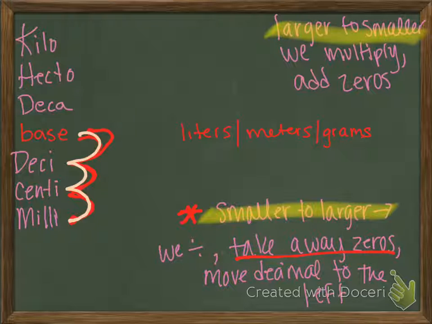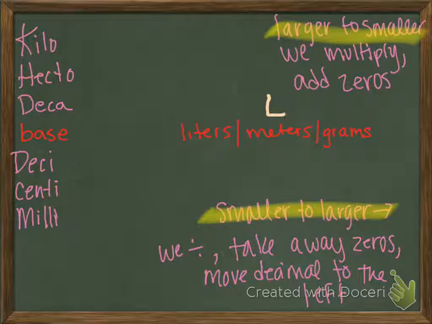So all of that, when we talk about meters, we are talking about metric units of length. When we talk about liters, we're talking about capacity. And when we talk about grams, we're talking about mass. Guess what? They all work exactly the same, how I just taught you about length with the meters. So I'm going to show you another problem, and I'm going to show you how similar they are.